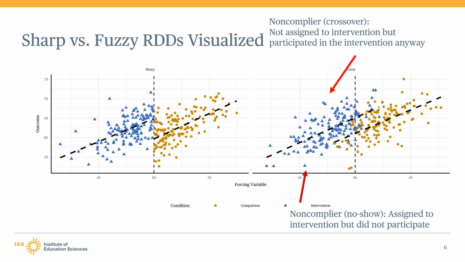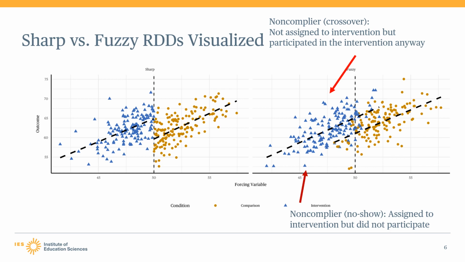Here we have another visual depiction of a sharp versus fuzzy regression discontinuity design. In this example, pretest is the forcing variable shown on the x-axis, and the cutoff for treatment is 50. Students with scores below 50 are assigned to the intervention, while students with scores above are not. On the y-axis, we have post-test scores. You can see in the graph on the left that all students with pretest scores below 50 are represented by blue triangles, indicating that they received the intervention, and all students with pretest scores 50 or above are represented by red circles, indicating that they are in the comparison condition.